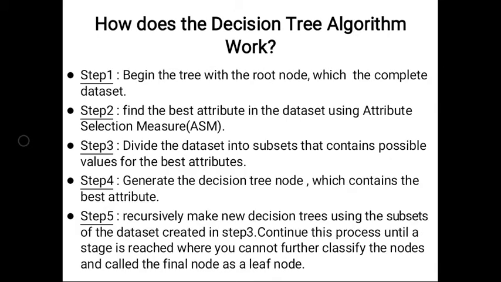How does the decision tree algorithm work? Step 1: begin the tree with the root node, which is the complete dataset. Step 2: find the best attribute in the dataset using an attribute selection measure. Step 3: divide the dataset into subsets that contain possible values for the best attribute. Step 4: generate the decision tree node which contains the best attribute. Step 5: recursively make new decision trees using the subsets of the dataset created in step 3. Continue this process until a stage is reached where you cannot further classify the nodes, and call the final node a leaf node.